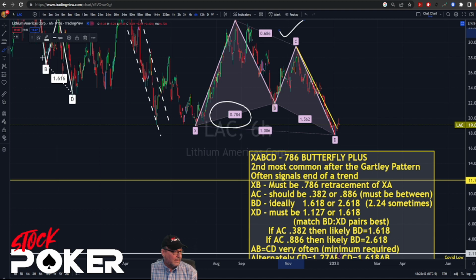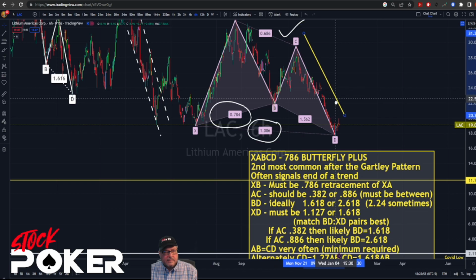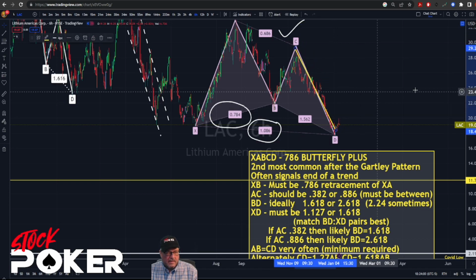This is a must be 1127 or the 1618. I add on to that the AB leg just happens to equal the CD leg, and that it matches it in slope and time. That's a big plus. So this is a very strong butterfly, and I actually have also additional confluence with indicators and some other TA that I was looking at.